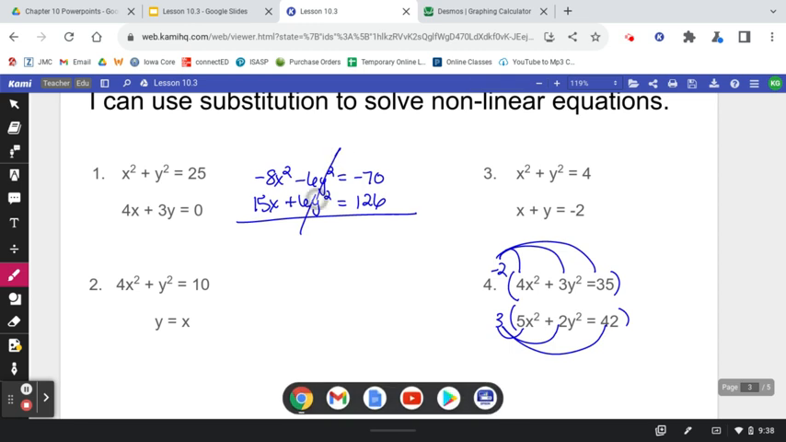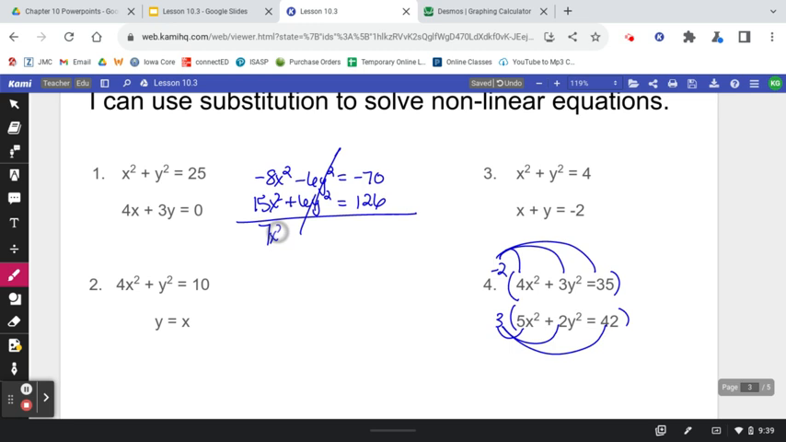So now I can cross them out. Negative 8 and positive 15 would give me 7. Negative 70 and 126 is positive 56, sorry. Divide by 7. x squared equals 8. So for right now, I'm just going to leave it as the square root of 8 and the negative square root of 8, and we can investigate those decimals in a minute. Those need to go back into either equation for x, so I'm just going to go ahead and put them into the top equation for x.